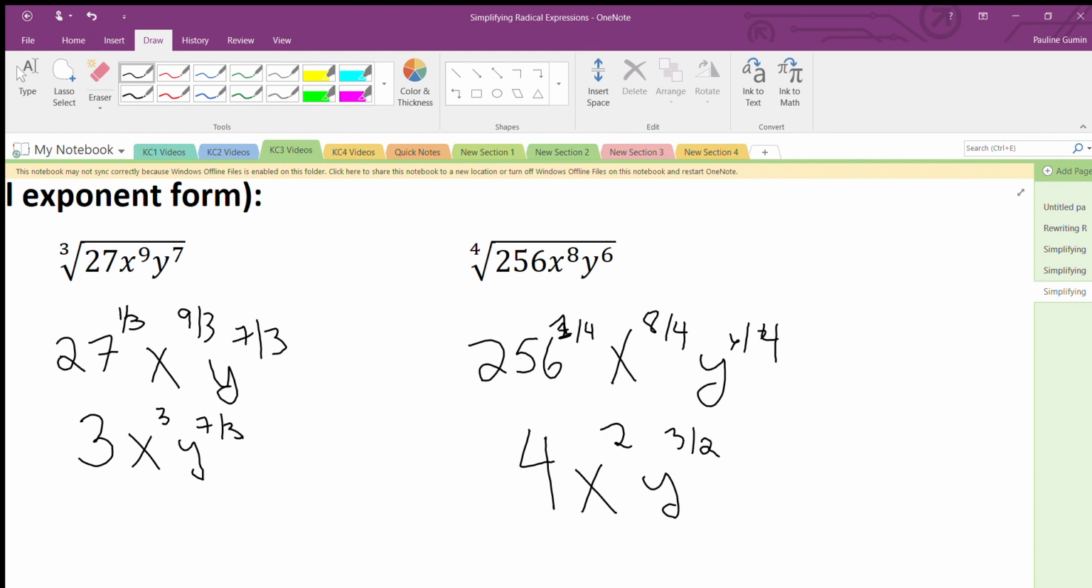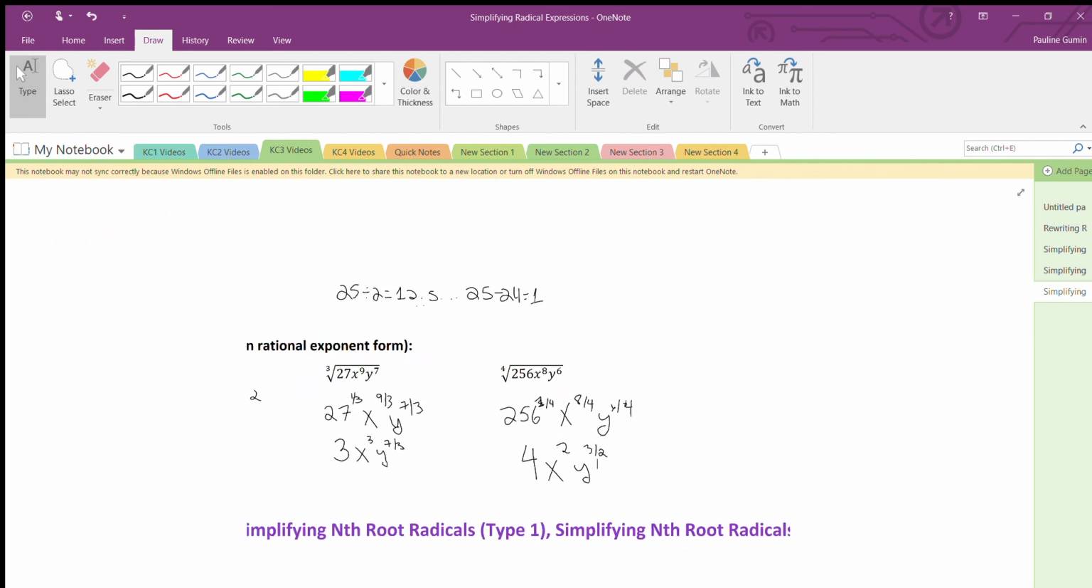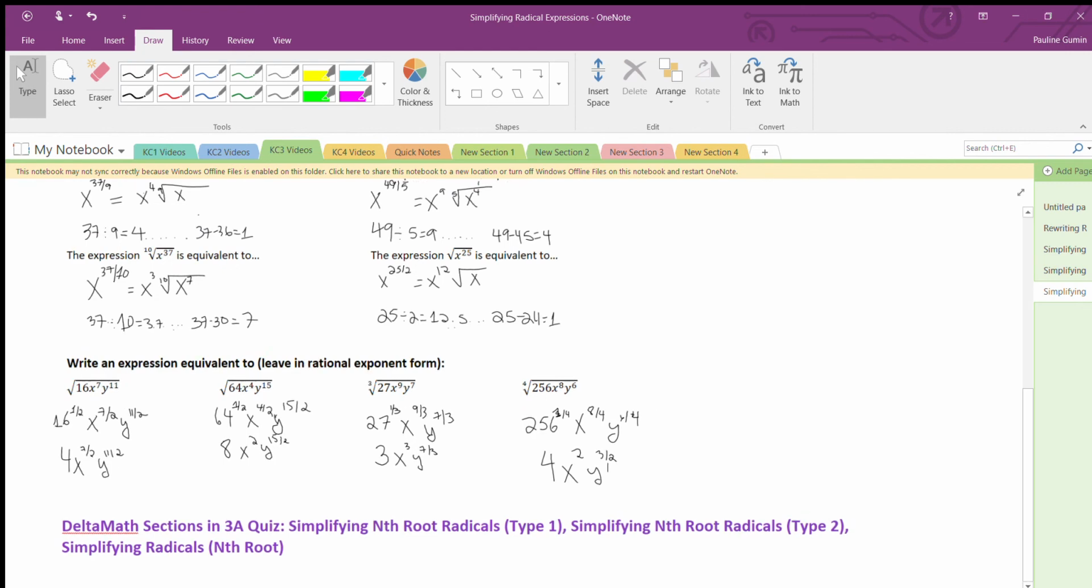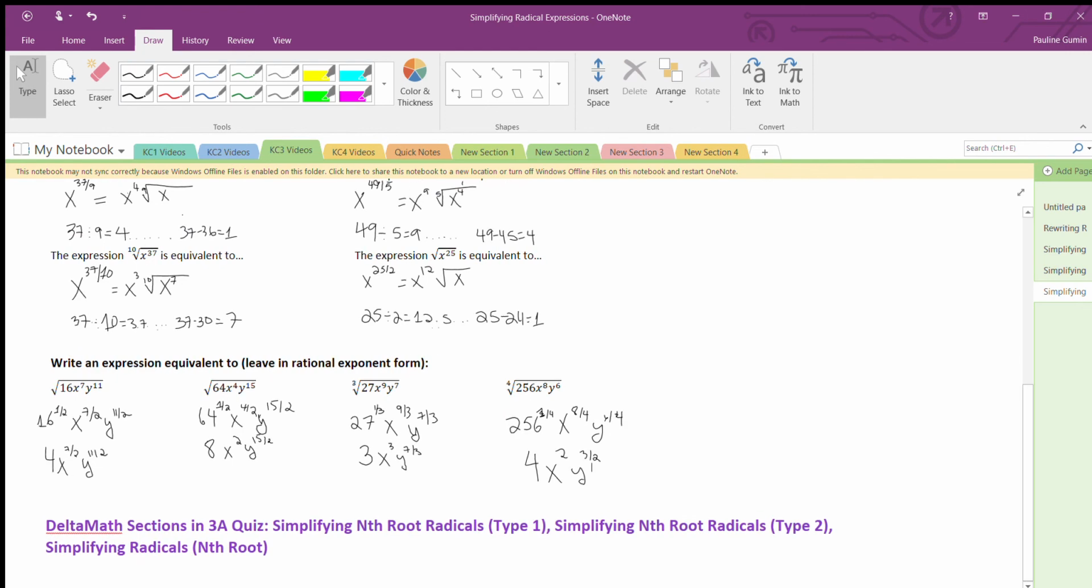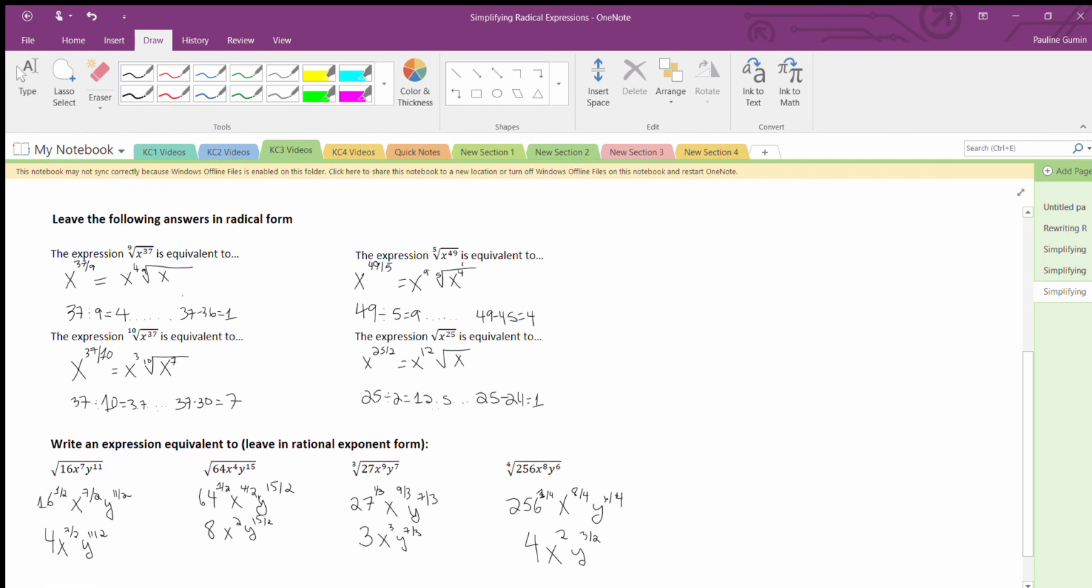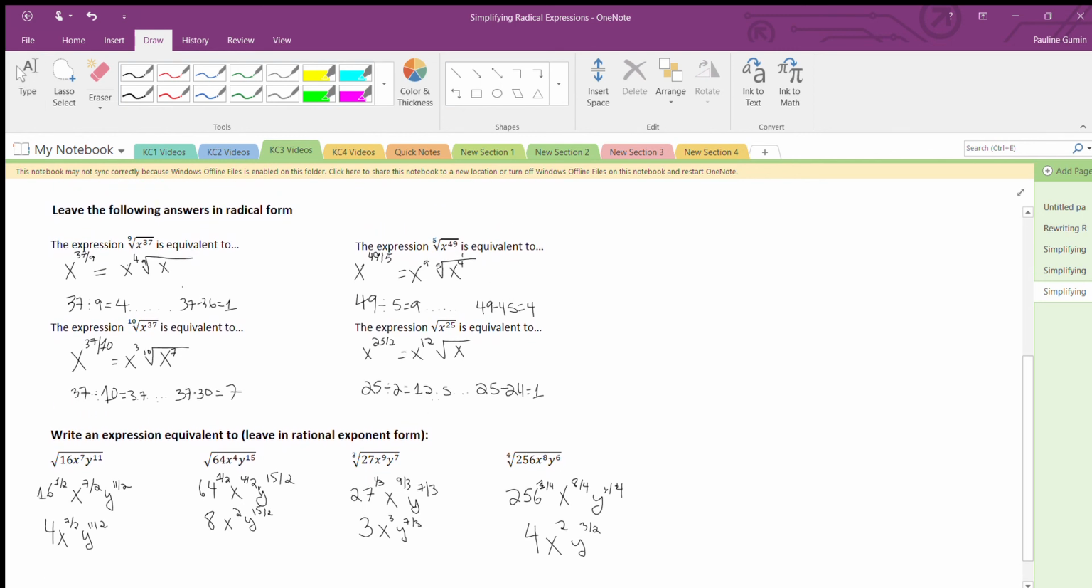Yeah. And that's it. So I think it's just a little faster than the radical form because we don't have to think about what it divides into as much and do some subtraction. We just leave it as a fraction. All right, and that's it.